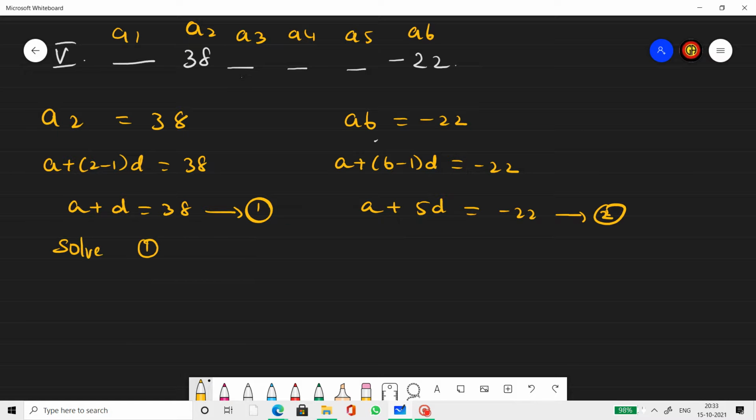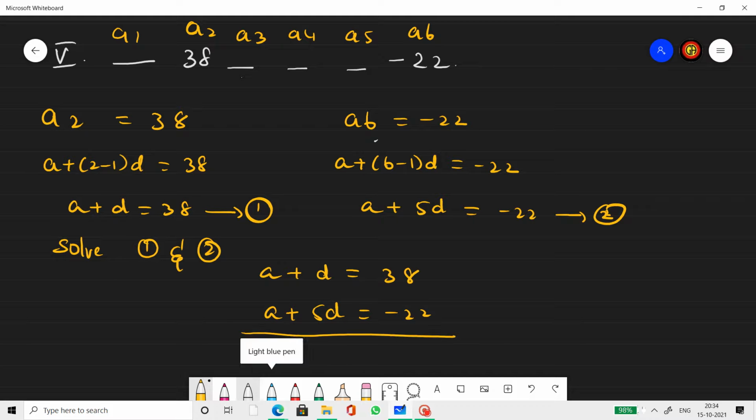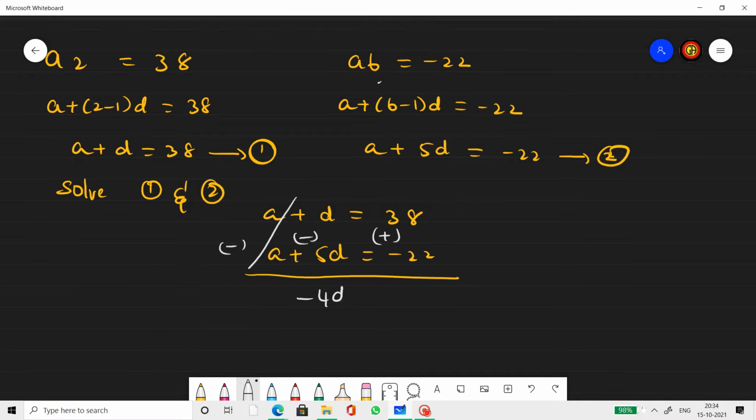Now solve 1 and 2, like we solved simultaneous equations. So A plus D equals 38, and A plus 5D equals minus 22. So I'm going to subtract the equations, hence the signs will get changed. Wherever there is plus, it becomes minus, and wherever there is minus, it becomes plus. So it becomes minus 4D equals 32, 38 plus 22, 10, 60. So D equals 60 by minus 4.